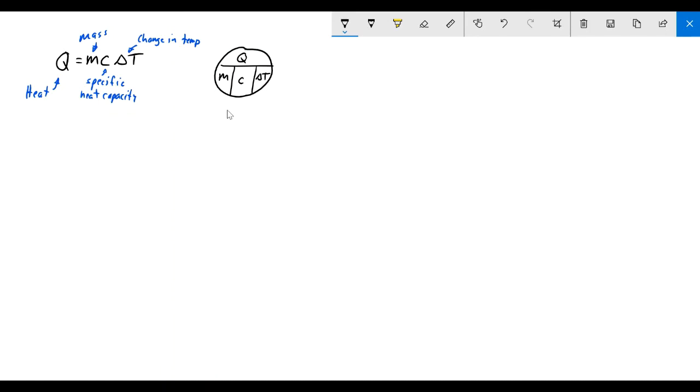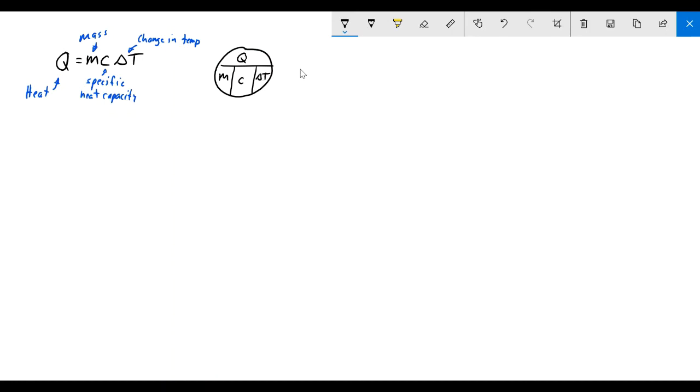Whichever one of these terms I want, I just cover it up, and then I write out what's left. If I cover up the Q, I have mc delta T next to each other just like this. If I wanted mass, then I would have Q over C delta T. If I wanted to solve for the specific heat capacity, I have Q over M delta T. And if I wanted to solve for the change in temperature, then I would have Q over MC.